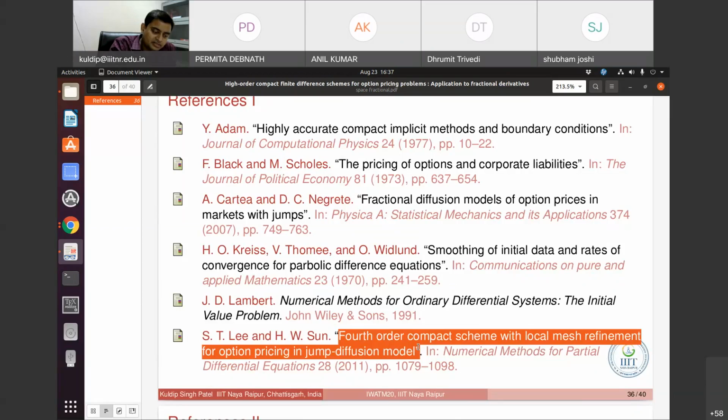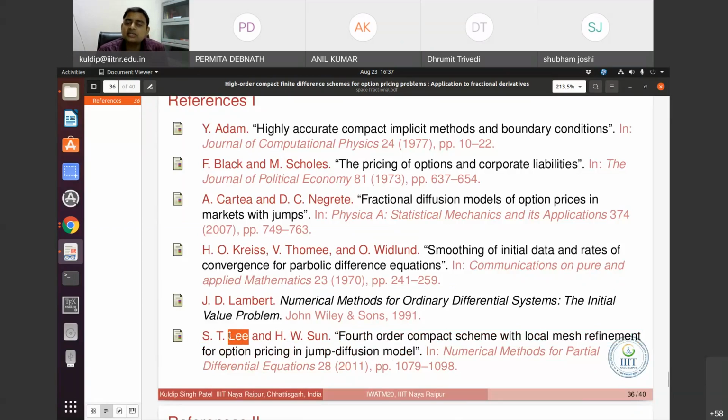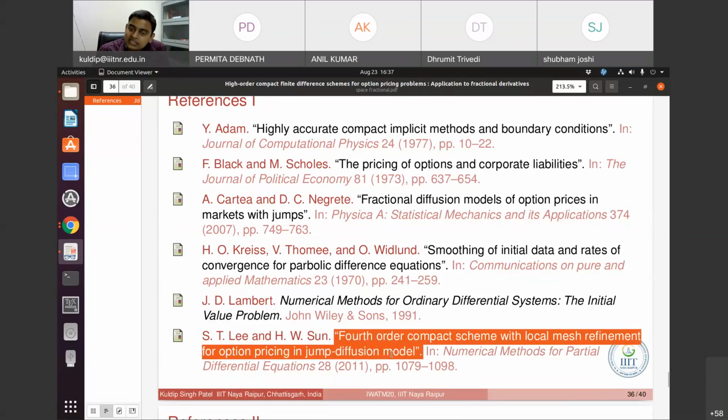So this paper by Lee and Sun uses the truncation error approach. But what is the difference? I must mention here, maybe it is possible, I'm not saying it isn't, but we could not generalize this truncation error compact scheme for fractional differential equations. However, the Hermitian approach is easily extendable to fractional differential equations. That's the one advantage we could see for the Hermitian approach, which I discussed here.